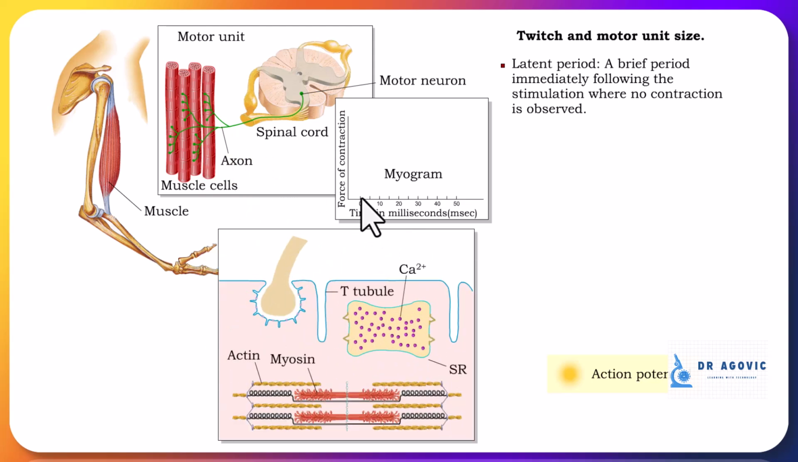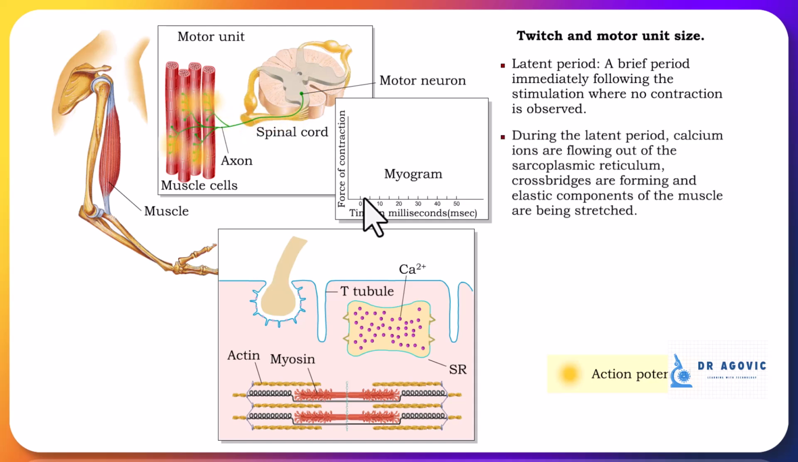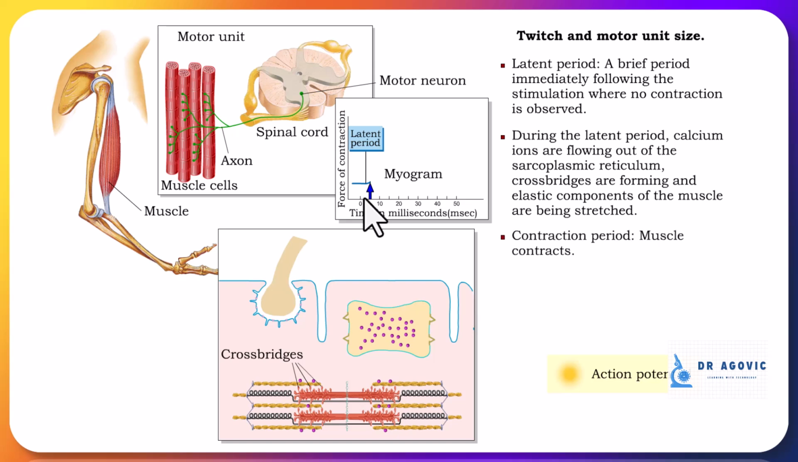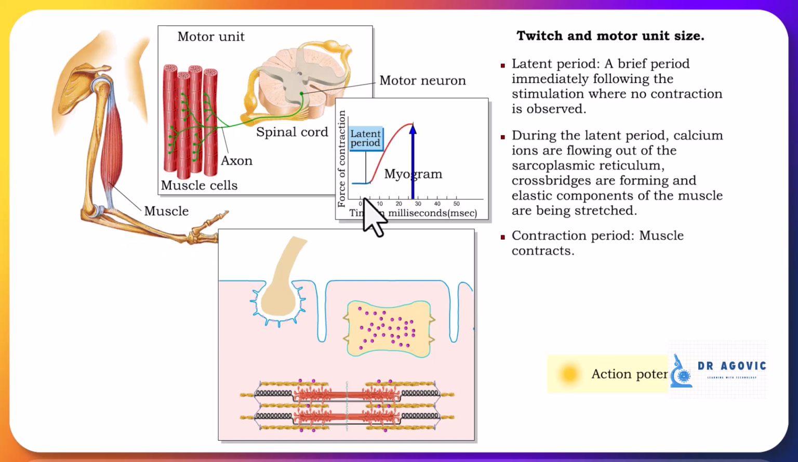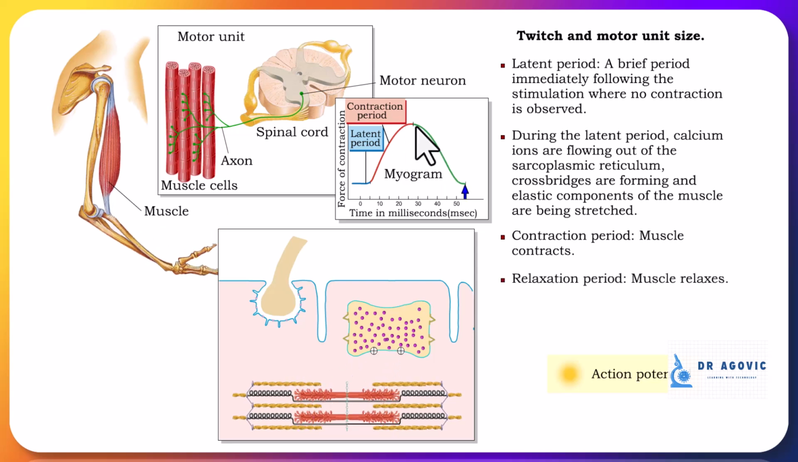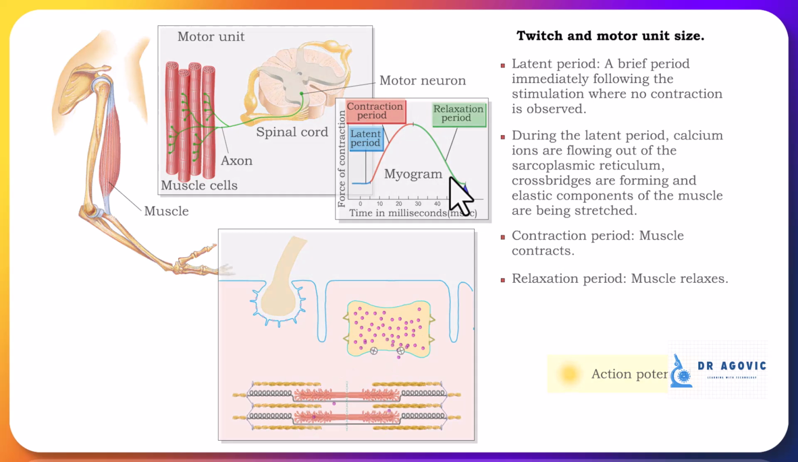Immediately after stimulation, there is a very brief period where no contraction is observed. This is the latent period. Although contraction is not evident during the latent period, the muscle is not inactive. Calcium ions are flowing out of the sarcoplasmic reticulum, cross bridges are forming, and the elastic components of the muscle are being stretched. The first discernible force of the muscle initiates the contraction period. When the muscle reaches its greatest point of contraction, it enters a relaxation period.